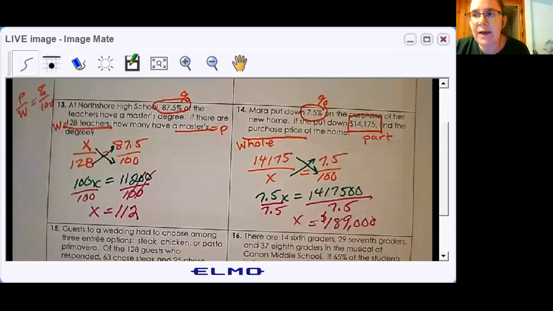All right, so guys, go out there, talk to your parents. There are real world word problems like this everywhere you go. If you want more practice, you can go to Google, you can go to DuckDuckGo, and you can put in real world applications, percent proportion word problems, and you can find stuff. Do it, try it, practice it.